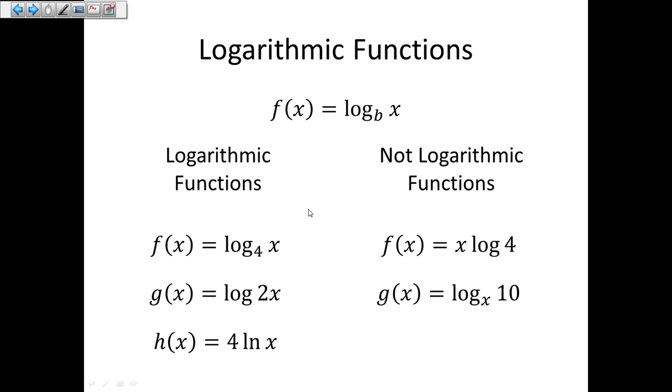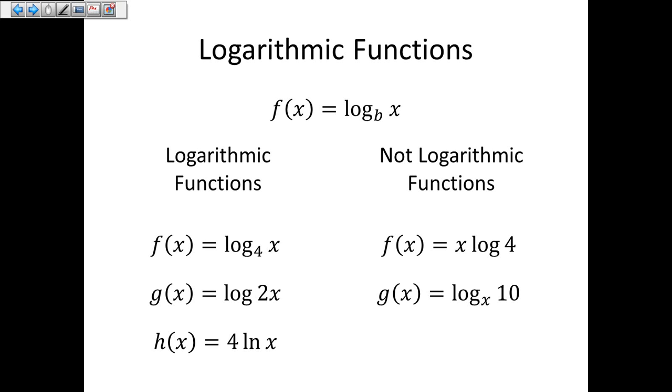Now here's some examples of logarithmic functions. We could do any log base we want. We could do a log base 4 of x. We could do a common log, the log of 2x. So the 2x is inside the logarithm. We could put a number in front like we have here, so 4 times the natural log of x. These are all logarithmic functions because the variable is inside the logarithm. It doesn't matter what base we're talking about, and we can put numbers inside the logarithm with the x. We can put numbers outside the logarithm, like on this one.